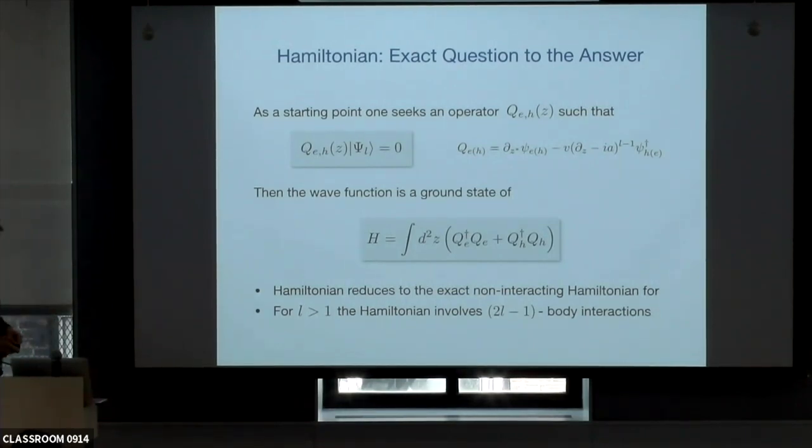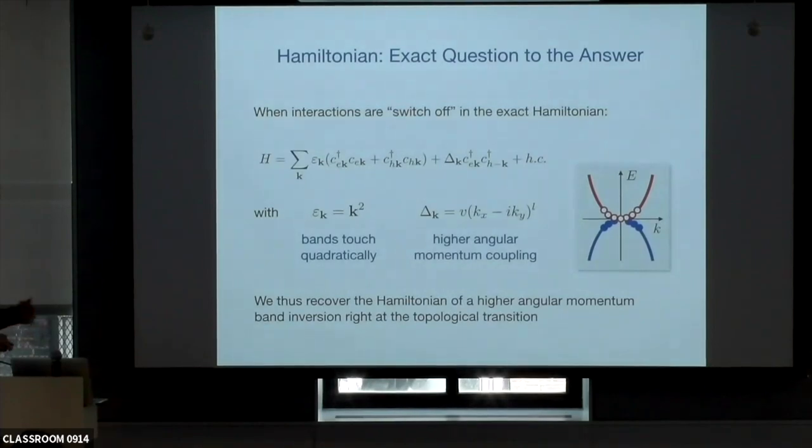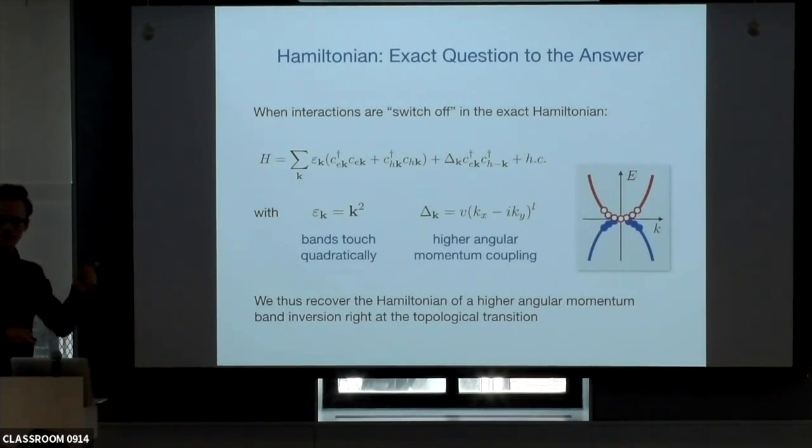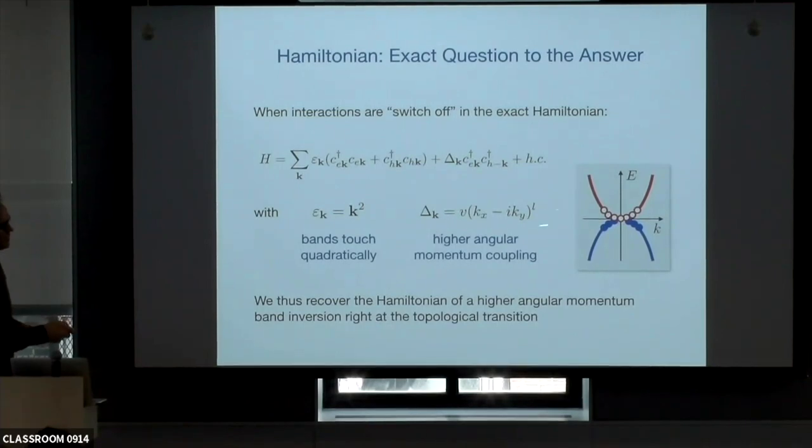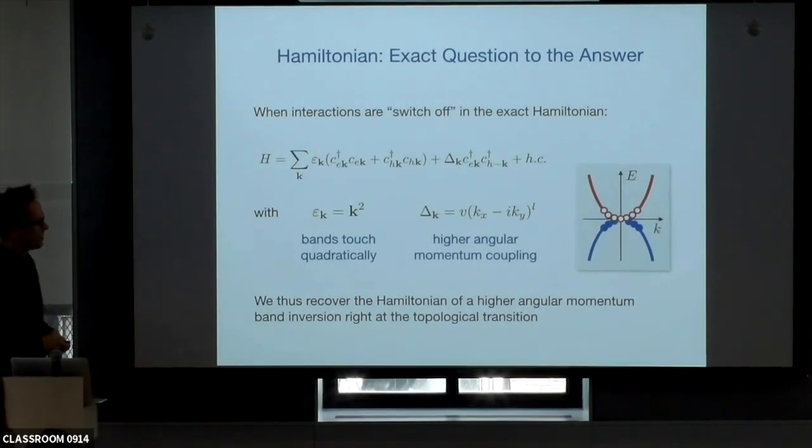But there's one thing that's interesting about this exact Hamiltonian, and that's why I want to talk about it. You can take that Hamiltonian, which has these very many-body interactions, switch off the interactions, and then ask what Hamiltonian you get. It turns out that you get the following Hamiltonian for the electron and hole degrees of freedom, where epsilon of k now is just k squared. That's similar to what we had before, except that delta is exactly equal to zero. And the coupling between the electron and hole degrees of freedom is given precisely by this higher angular momentum form. So that inspires confidence that these higher angular momentum band inversions are indeed a promising venue to look for this.